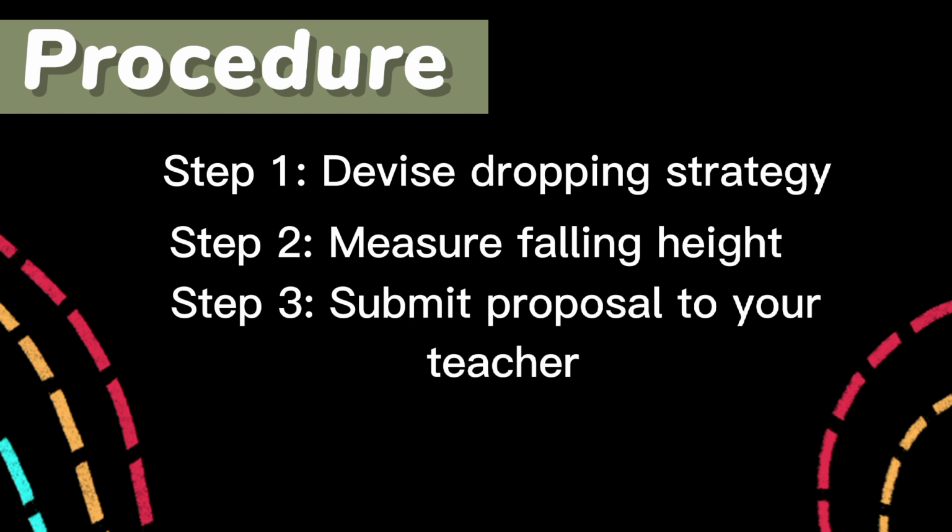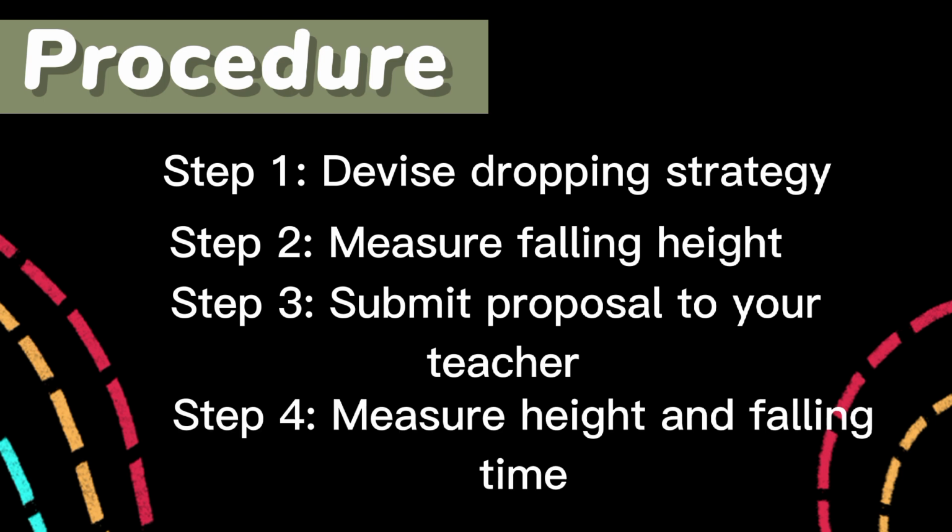Step number 3 is submit your plan to your teacher for approval. Step number 4 is measure the height and the falling times for your object using the approved methods of steps 1 and 2. Height is equal to how many meters. Actual time of fall is equal to how many seconds.